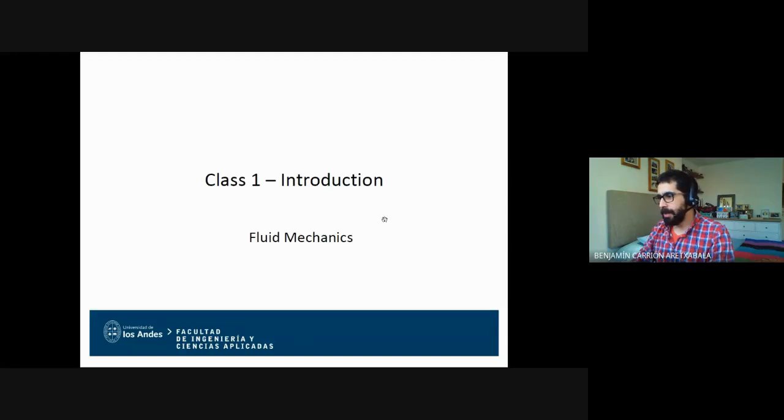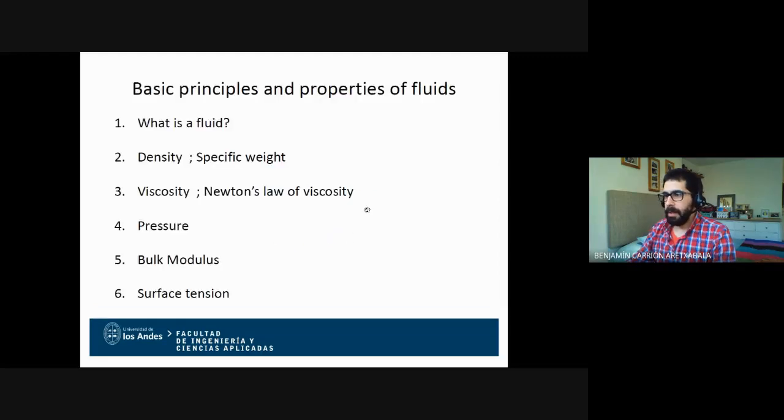Okay, so this is an introduction to fluid mechanics. Most of you read the book already, but today we're gonna go into very basic stuff of fluids, so we're clear on what we're talking about. We'll go through what is a fluid and some basic properties of fluid: density, viscosity, pressure, bulk modulus, and surface tension. Hopefully we can cover all of this relatively easily. And we're going to solve a couple of problems that I think are key.